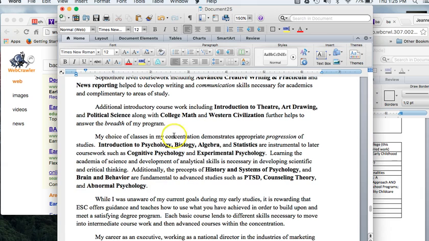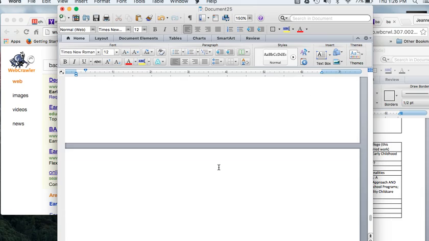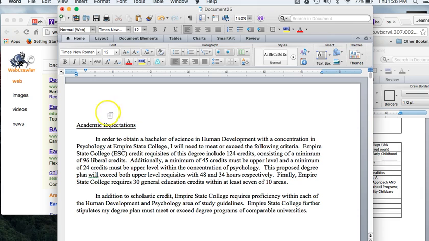So depth is that you go from lower level to upper level, and breadth is really general education studies, how you've got that wide range of studies that's not just centered around your concentration. So hopefully this helps you all with your degree planning, and if you have any more questions, please email me.